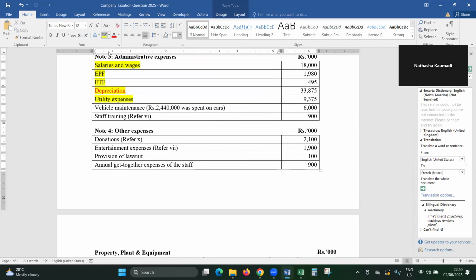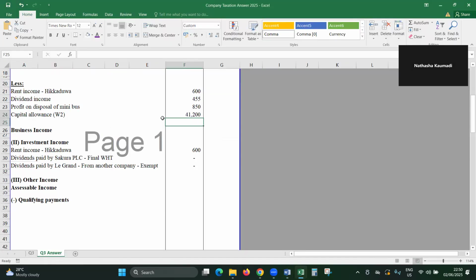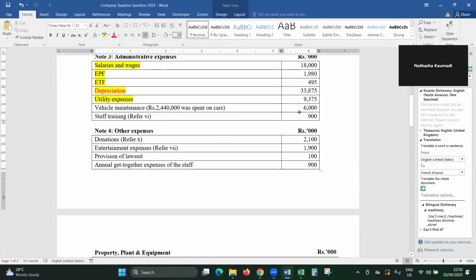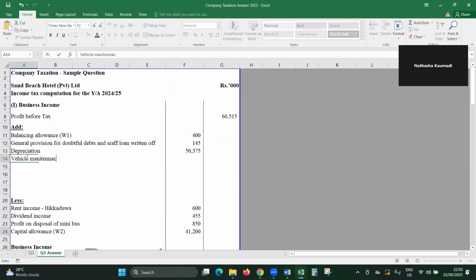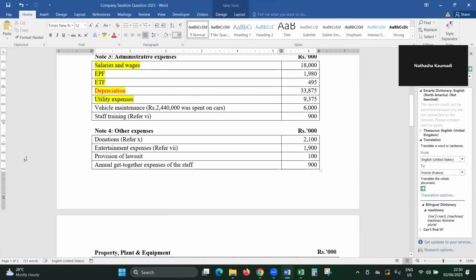And then moving to vehicle maintenance, total cost is 6,000, but 2,440 was spent on cars. This 2,440 you can't deduct because that was spent on cars. Cars are used by directors. So you have already deducted 6,000 as the vehicle maintenance. From this, 2,440 is not allowed to deduct. So you are adding it back, vehicle maintenance. How much is that? 2,440.